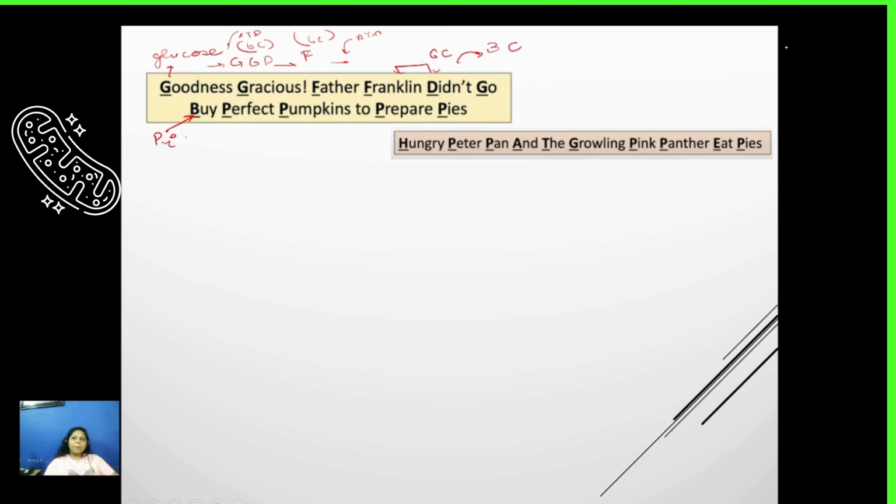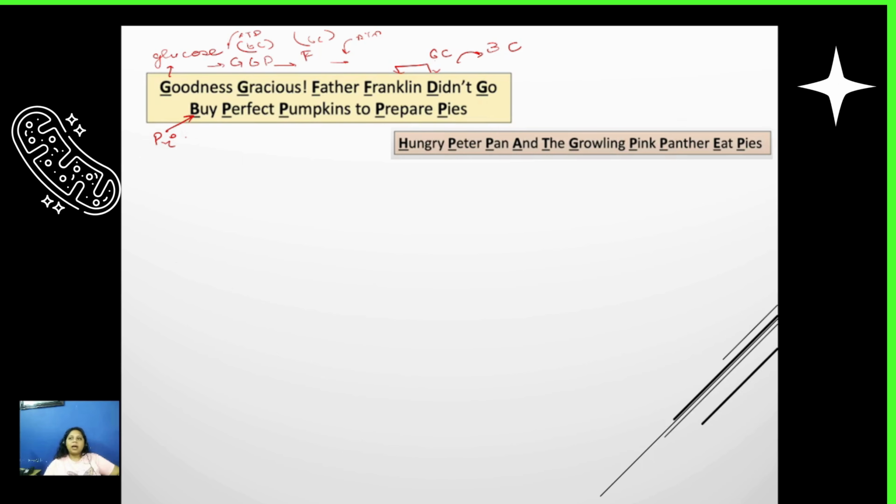Then again a P is there, phosphofructokinase. Here we have hexokinase, here we have phosphofructokinase, because you can take it as it, that kinase is going to add the phosphorus group in that molecule. Then A stands for the aldolase, which is going to convert this one into aldehyde sugar.